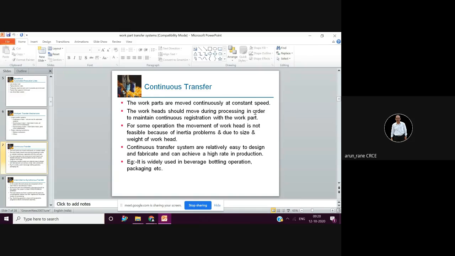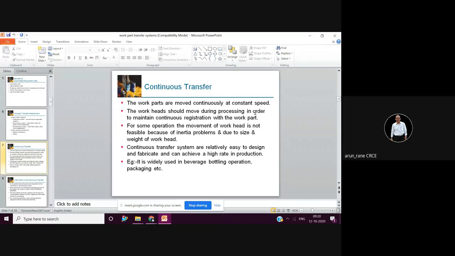And if you want to reduce the number of workstations, then definitely the work per station will increase. Suppose a particular workstation is only doing the chassis mounting, or only the gearbox mounting, or only the fuel tank mounting. If you do them independently, then three workstations will be required.